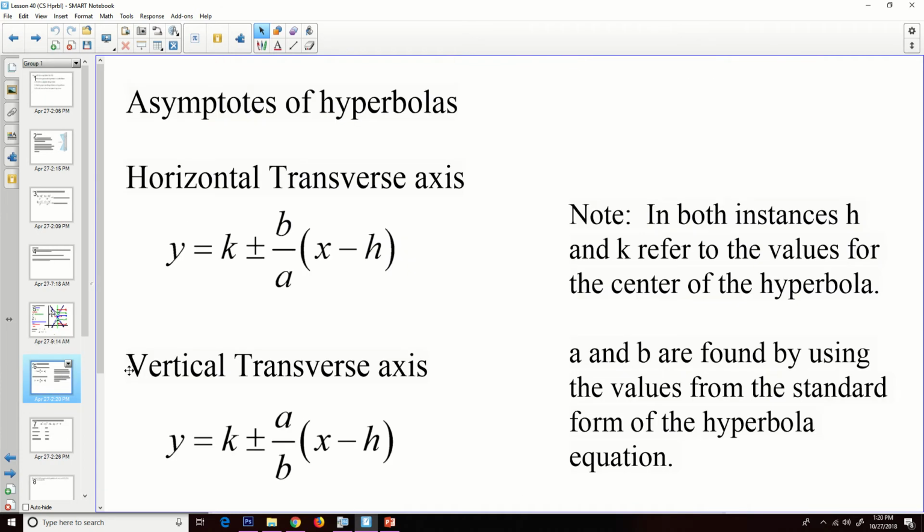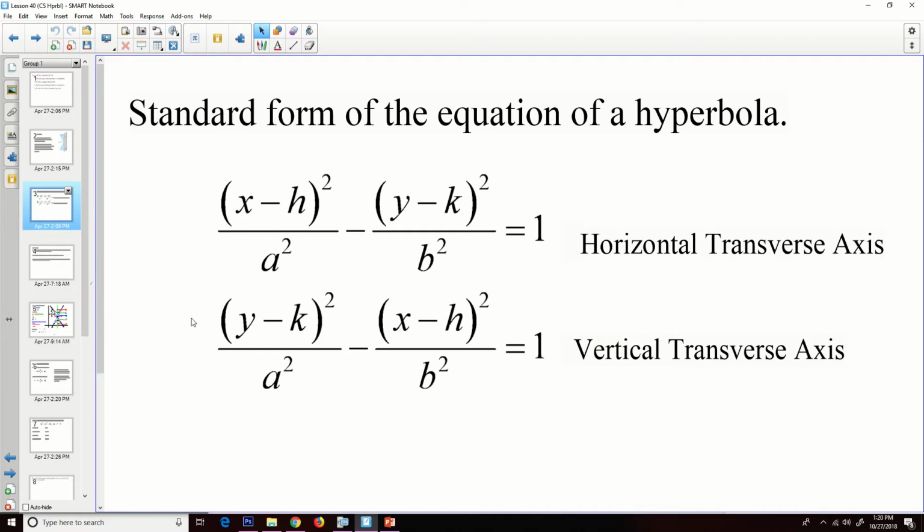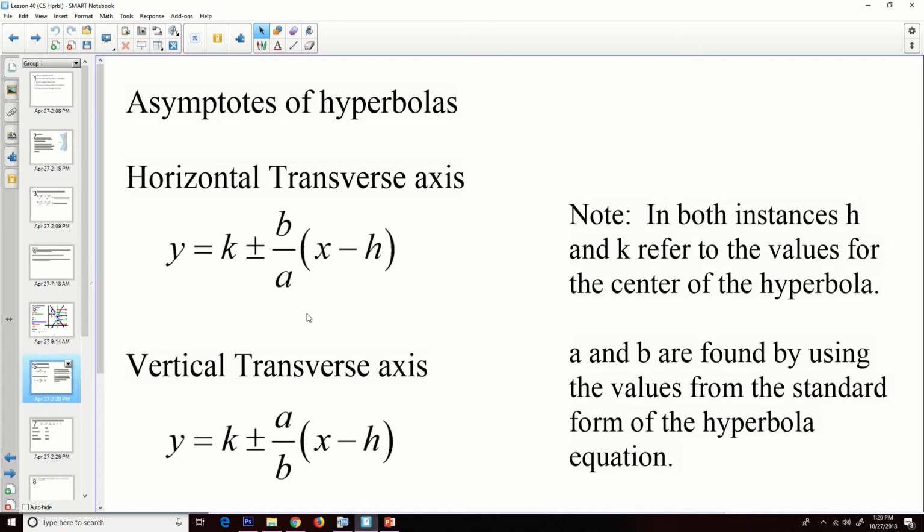Some other notes that we want to talk about: the asymptotes of hyperbolas, the horizontal transverse axis. If you have a horizontal transverse axis hyperbola, then y equals k plus or minus b divided by a times the quantity x minus h. And again, these values all come from this original equation. There's my a, there's my b, there's my a, there's my h. That's how I figure these out. It's just a plug and chug.